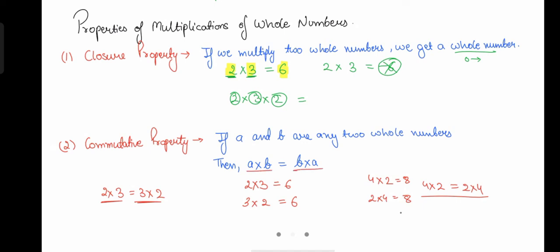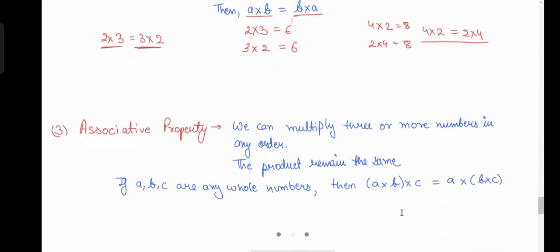What does the commutative property say? That if you change the order, it doesn't mean that your answer will change. It will be the same, right? Your answer will not be changed. Okay. But remember, this is only for whole numbers.